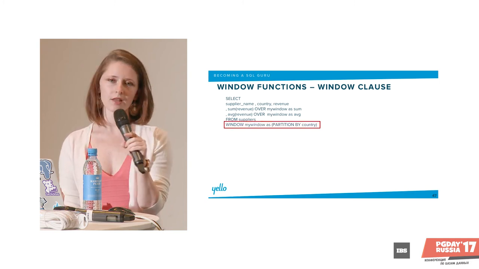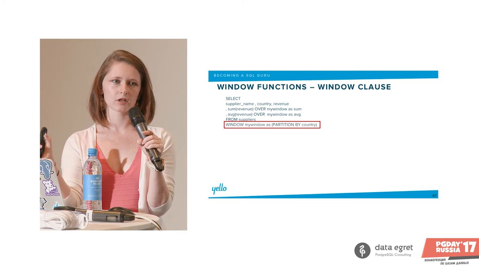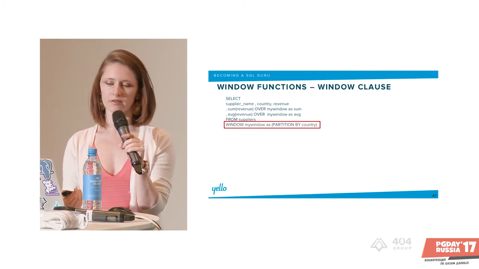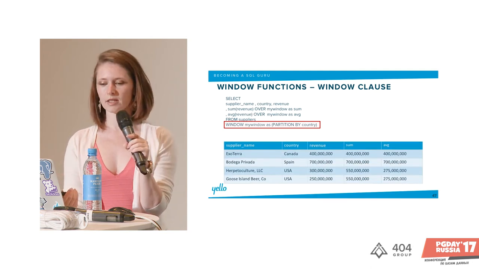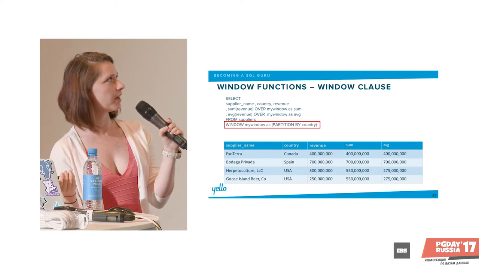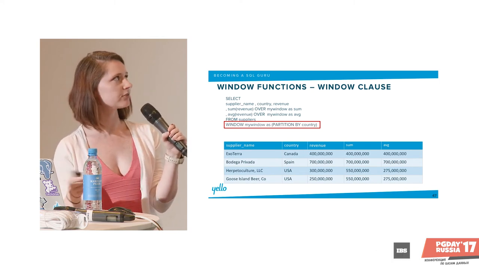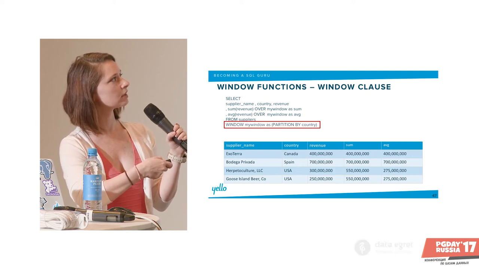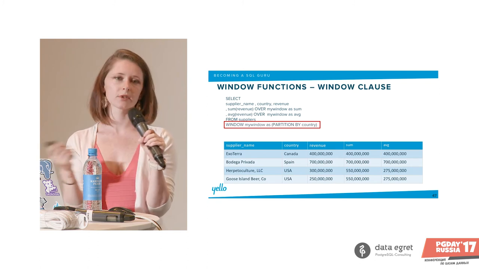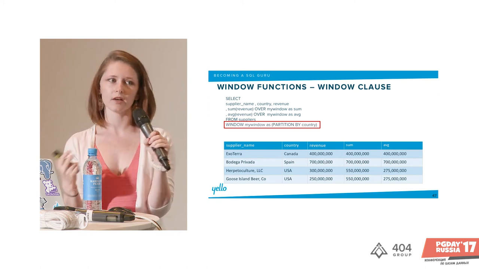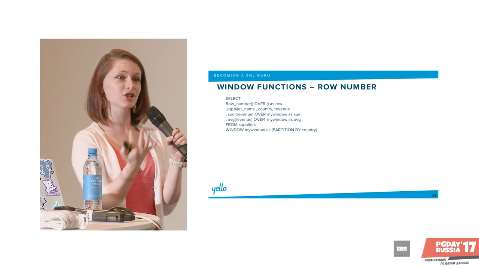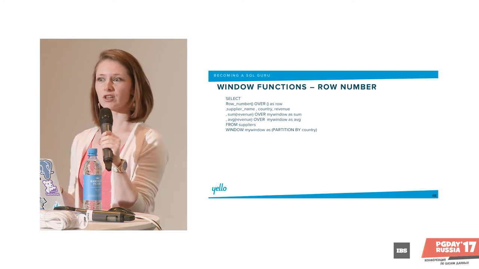revenue. So rather than specifying my over clause multiple times and having to copy and paste it, I can specify it once at the very end and give it a name. So in my case, I was very creative and I called it my window. And now within my actual over clause, I simply reference my window and we get these results. And you can do this with multiple different window clauses as well, if you have, let's say, two or three different variations. Again, this is more like syntax sugar, if you will, not actual functionality.